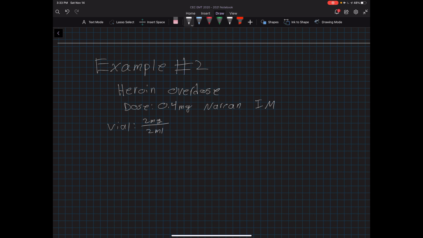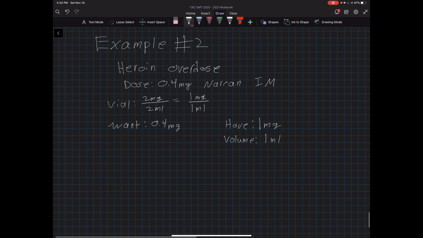Well, there are two ways that you can approach this. They're both going to be the same. The way that we're going to do it, just to make life even easier, is realize that this is a 1-to-1 ratio. So it's actually 1 milligram in 1 ml. So what do I want? I want 0.4 milligrams. I have 1 milligram in a volume of 1 ml. Great, I can set up my equation.